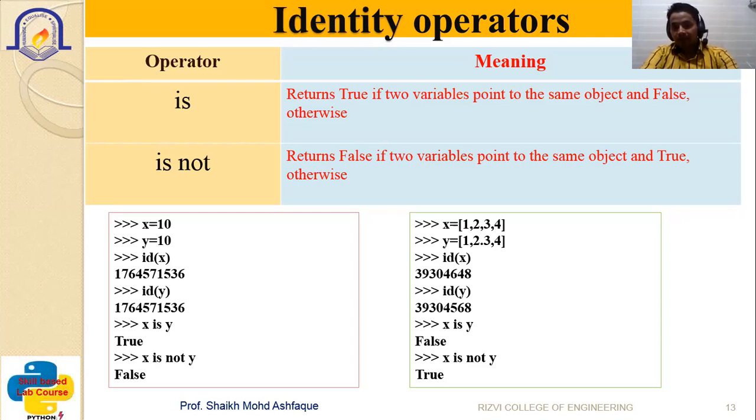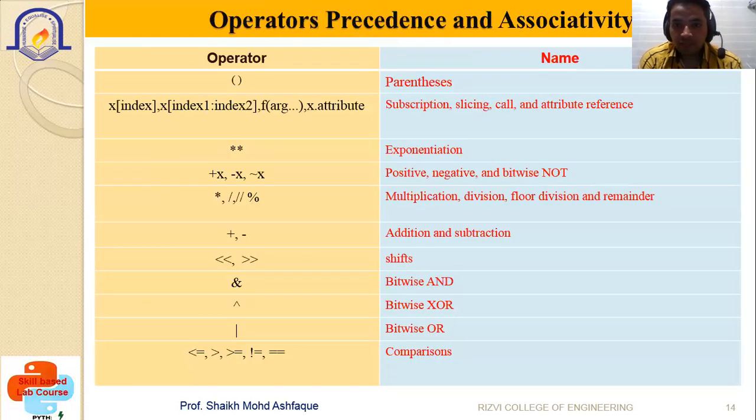In the case of the list, the matter is different as compared to the variable. You can see the ID 939304648, but here 39304568. The IDs of x and y are both different. So if you check x is y, it gives false, but if you check x is not y, it gives true. Both are different. So in the case of the variable it gives the same, but in the case of the list it may give a different one. For that purpose, these identity operators are used to check whether they are pointing to the same memory location or not.